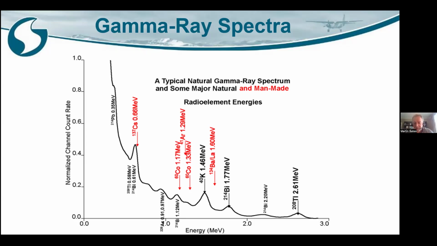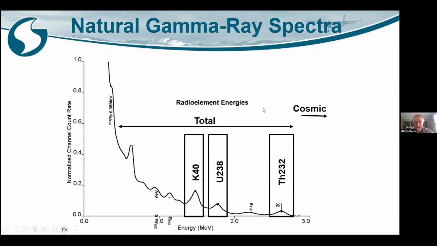But you can see the peaks related to the natural ones: potassium, uranium, and thorium; potassium, bismuth, and thallium, actual elements. That's what we're going to be able to pick up. And what we actually do is we measure in a range of energies either side of these peaks. Those are the parent elements: thorium-232, uranium-238, and potassium-40.